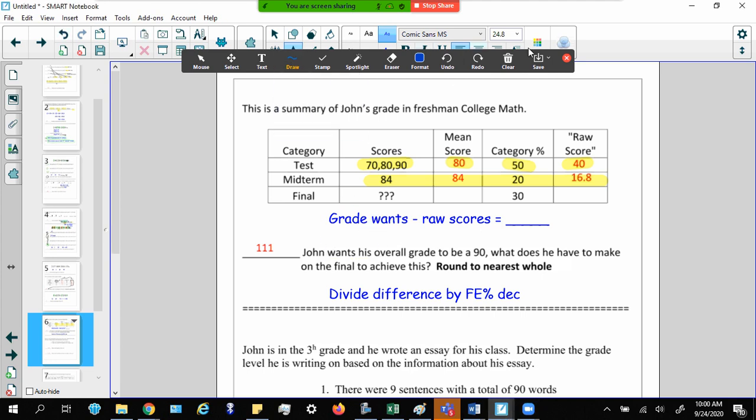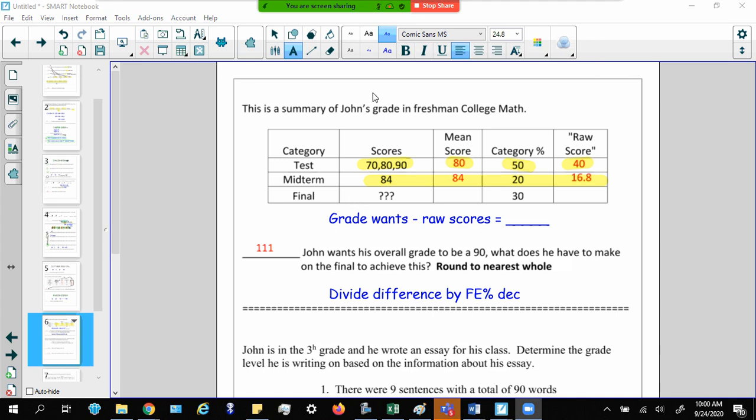Okay, you know what? Forget it. All right, the grade he wants is a 90. I'm just going to do this on top here. The grade he wants is a 90.